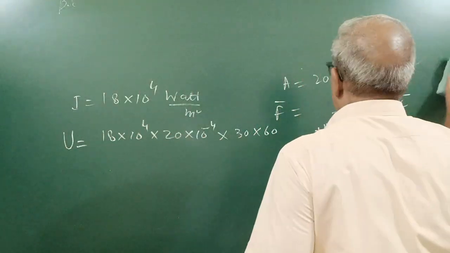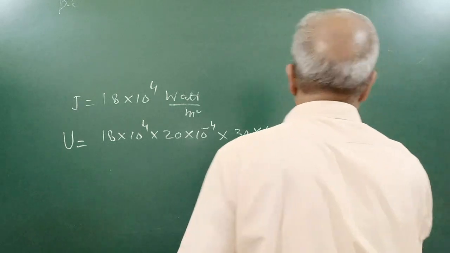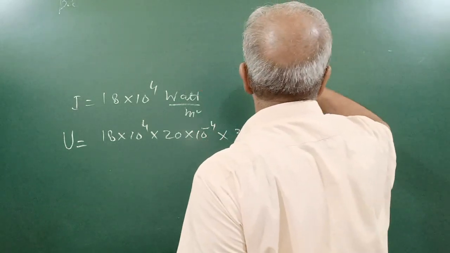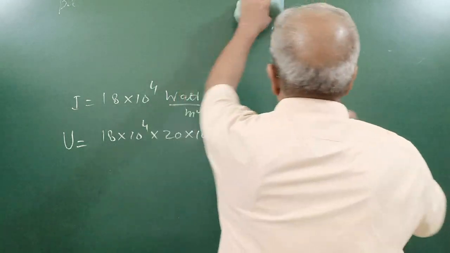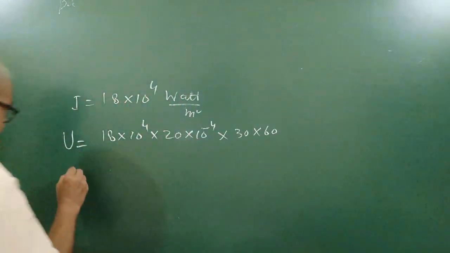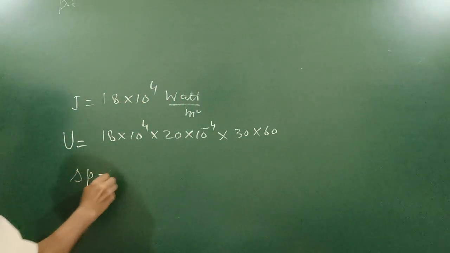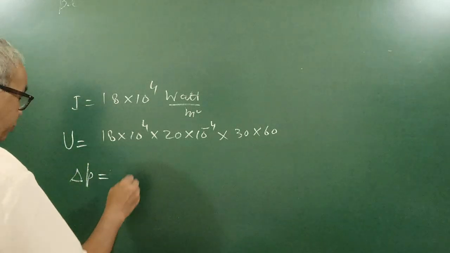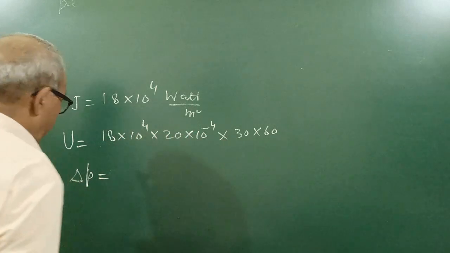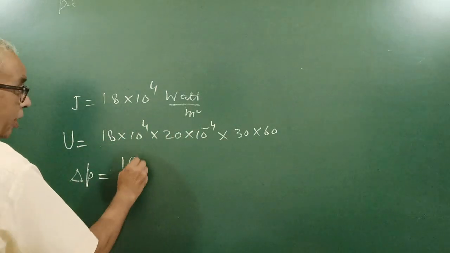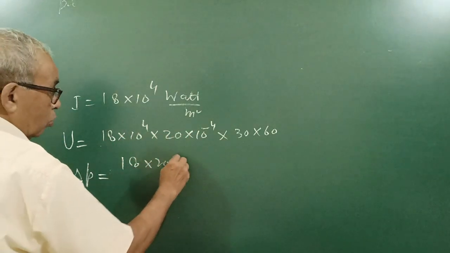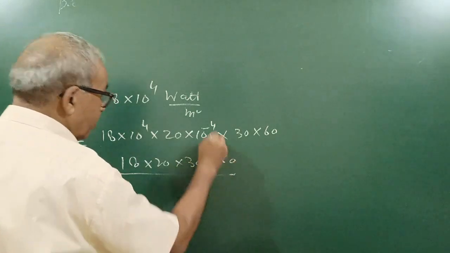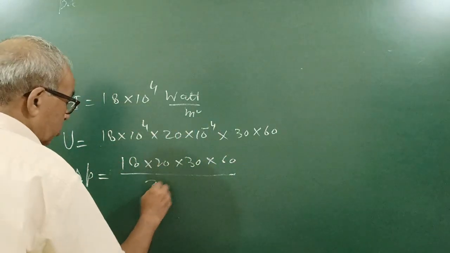then momentum: delta U is equal to delta P, the change in momentum. Delta P is equal to P, momentum है, not pressure. This U upon C. 18 into 20 into 30 into 60 upon C, ये cancel होगा, C is 3 into 10 to the power 8.